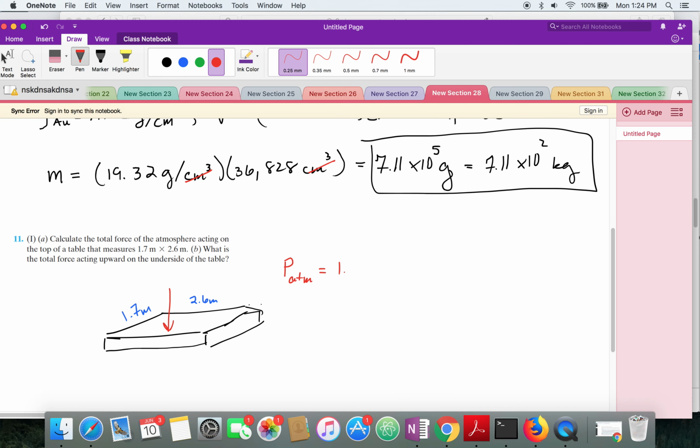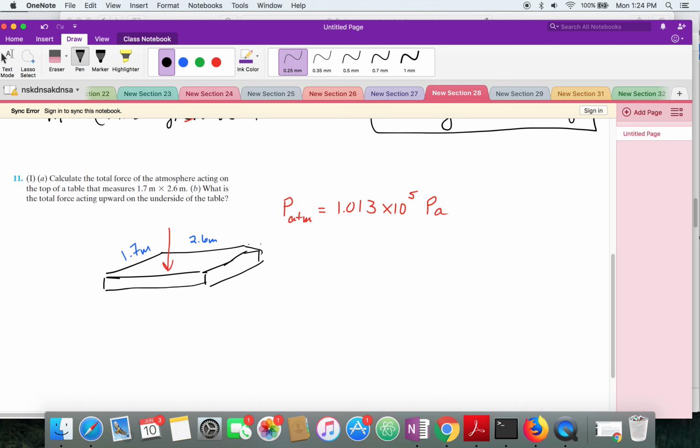So we'll use 1.013 times 10 to the 5 pascals. That's basically atmospheric pressure. It's also 1 atmosphere by definition. The basic relationship between pressure, force, and area, if you haven't seen it already, is that pressure is force over area. Pressure is actually a scalar, although it's sometimes treated as a vector. Don't worry too much about that.